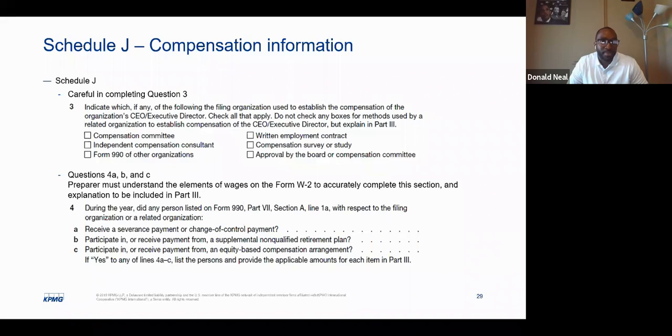Lines 4A, 4B, and 4C, this is talking about bonuses and if you have a severance or change in control payment. So that's something that you do have to pay attention to if you have individuals that are over that $150,000 and you get into those unique compensation agreements that executives do receive.